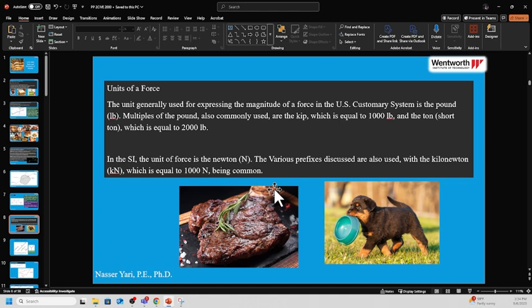Then the unit of load or force. In the imperial system we use the pound, could be 1,000 pounds, 2,000 pounds, or kip, which is 1,000 pounds. So 2,000 pounds will be 2 kips. And in the SI system, you've got to be careful. I will do an example in a minute. In the SI system it is the newton, which is basically the kilogram multiplied by 9.8 meters per second squared, converted to newtons.